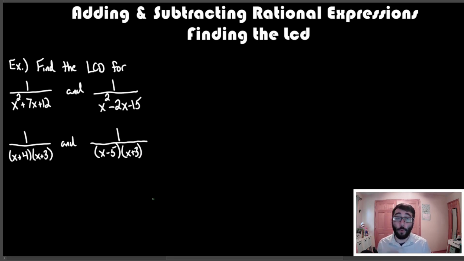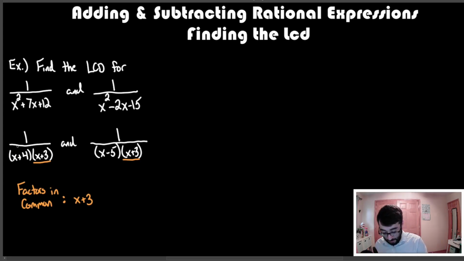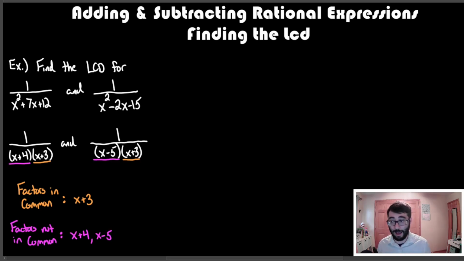Now we should think about what factor or factors it has in common. Well, if we look, both of these fractions have a factor of x plus 3. Notice both of them have an x plus 3. So that would be the factor that they have in common, x plus 3. What do they not have in common? What does one fraction have that the other does not? Well, this fraction has an x plus 4, which the other does not, and this factor has an x minus 5, which the other does not. So those would be the factors they do not share: a factor of x plus 4 and a factor of x minus 5.